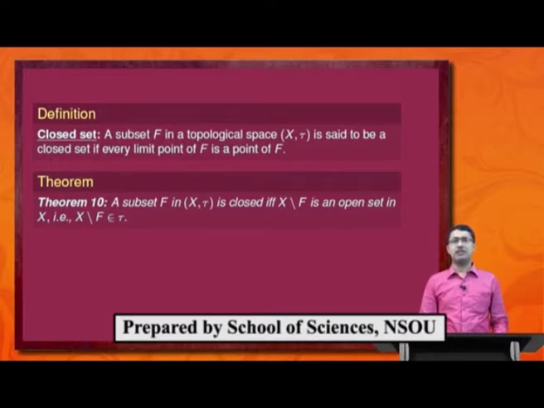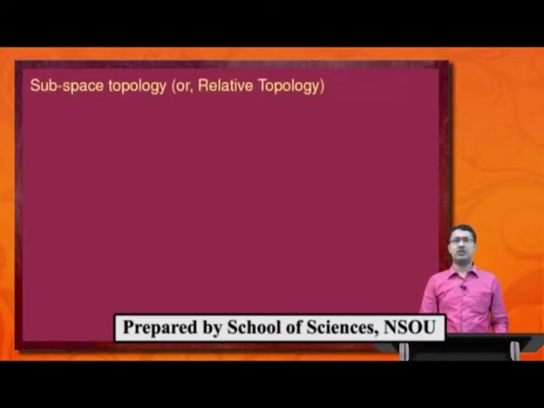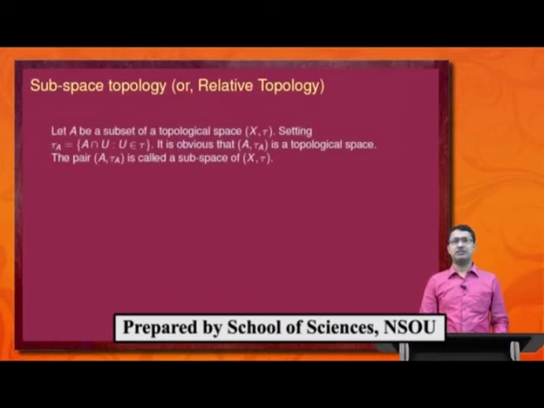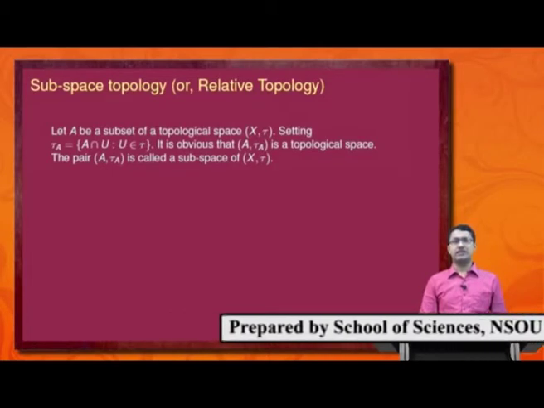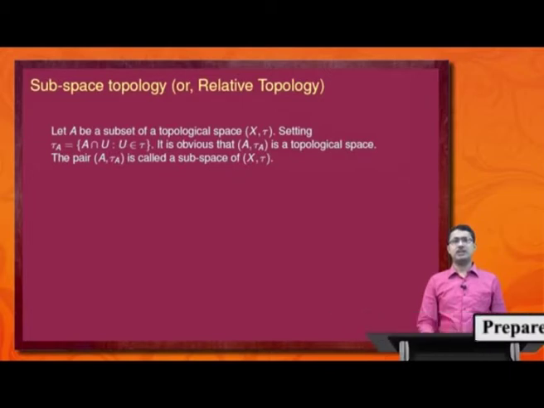Now we introduce another very important notion, and that notion is called subspace topology or relative topology. For a subset A of a topological space (X, tau), set tau_A equal to A intersection U such that U belongs to tau. It is obvious that (A, tau_A) is a topological space, and the pair (A, tau_A) is called the subspace topology or relative topology of (X, tau), where (X, tau) is the mother topology.